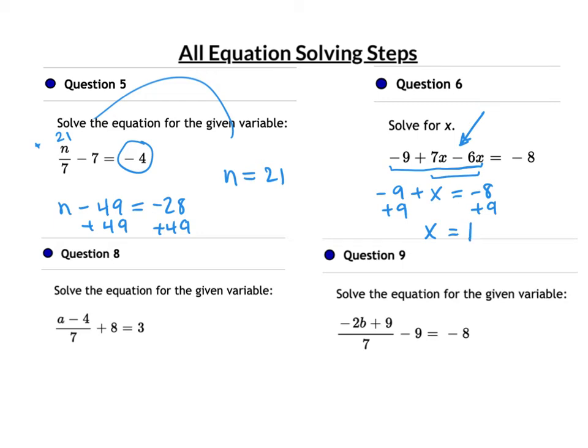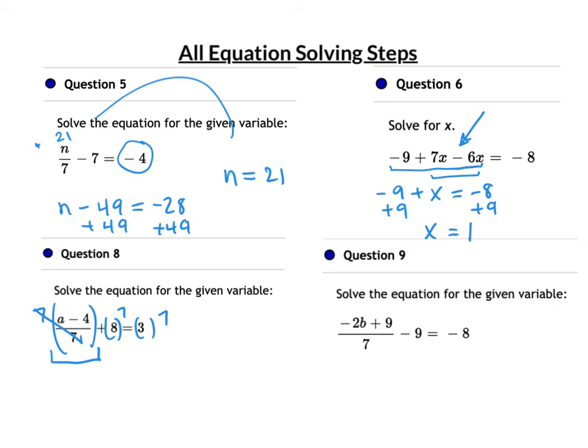For question 8, I need to get rid of division by 7, so I'm going to multiply by 7. Everything gets a 7. Notice there are 2 terms over here, something that takes getting used to. This is one term because of the fraction bar. The fraction bar makes it one thing, it groups it. A minus 4 is divided by 7, and it's multiplied by 7.